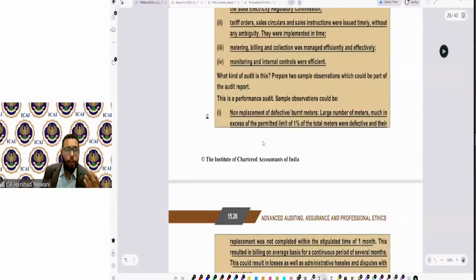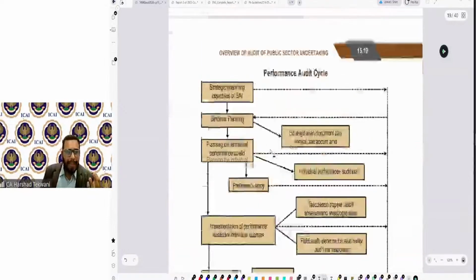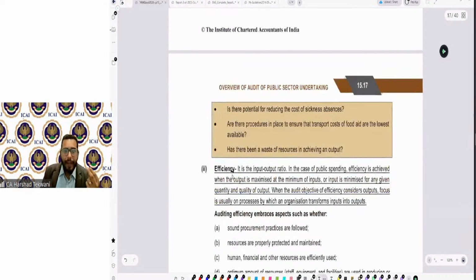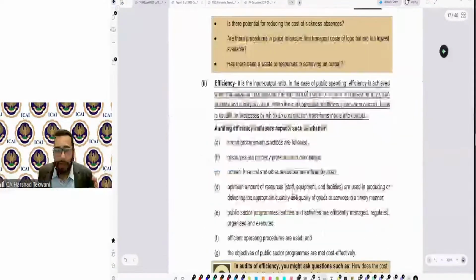If I talk about not getting what I'm supposed to get, basically that falls under the category of economy. The reason is that I have to take the appropriate quantity and quality at the best price. Efficiency will come into the picture when I say this is the input and this should be the output, and that should be the maximum output. I'm not talking about the input-output ratio over here. I'm talking about economy, minimizing the cost. Are things being done in the right way?